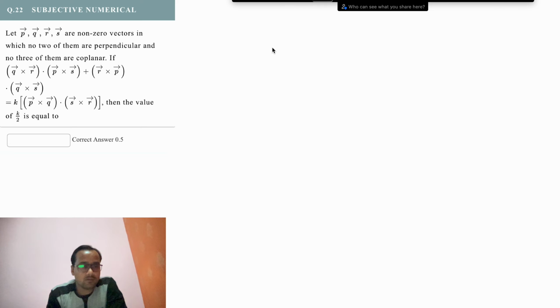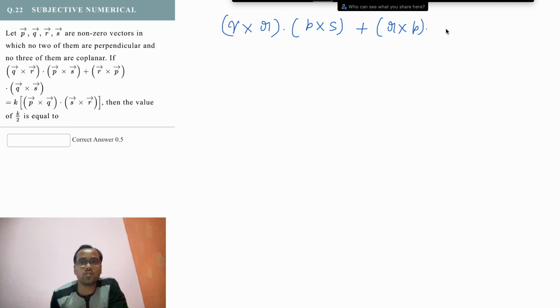That means they are not perpendicular. No three of them are coplanar. Then some relation is given. What is that relation? Q cross R dot P cross S plus R cross P dot Q cross S is equal to K times P cross Q dot S cross R.